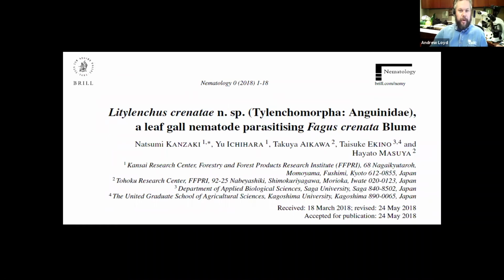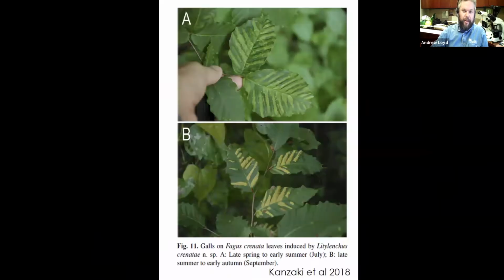So what we do know is that in Japan, there was a nematode that was described for the first time on Fagus crenata, Japanese beech, and they called it a leaf gall nematode, and they'd assigned the species Litylenchus crenatae to this nematode. And the symptoms of this in Japan on Fagus crenata are very, very similar to what was being seen in Lake County, Ohio, and other places.